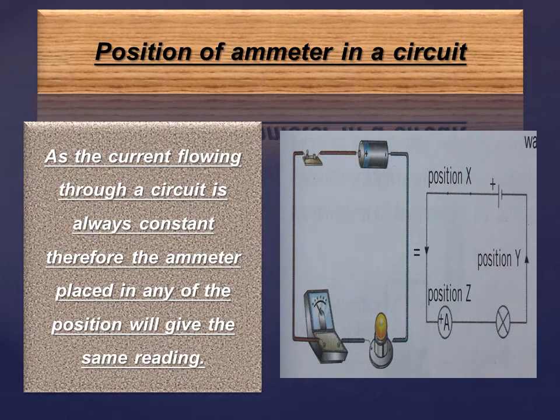Let us have a look at a circuit diagram. This is a circuit diagram for an electrical circuit having a battery, switch, bulb and ammeter connected with wires. Here there are some positions for the ammeter. You can place an ammeter between battery and switch, which is position X, or between battery and bulb, which is position Y, or you can also place this ammeter between bulb and switch, which is position Z, and in the diagram it is present at position Z. No matter whether you place this ammeter at position X, Y or Z, it will have the same reading because the current flowing through all these components is always the same.